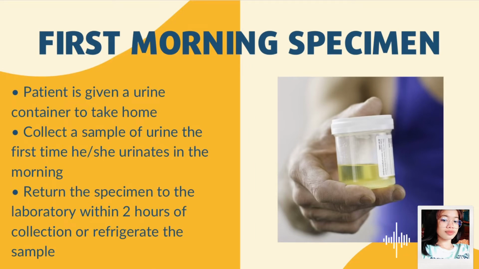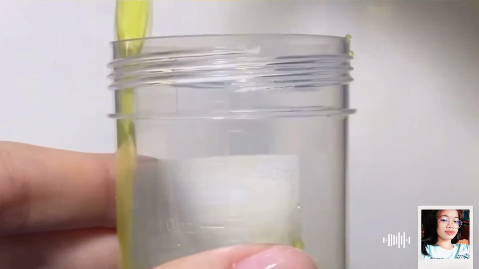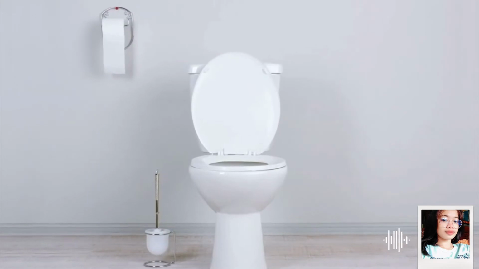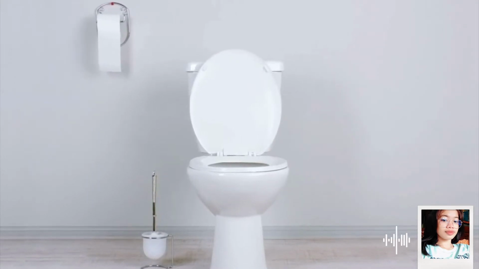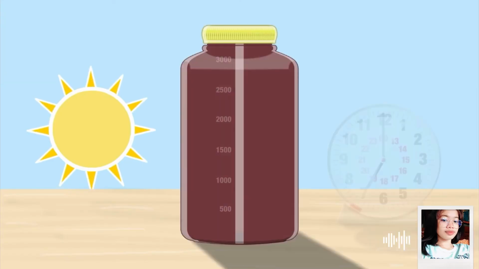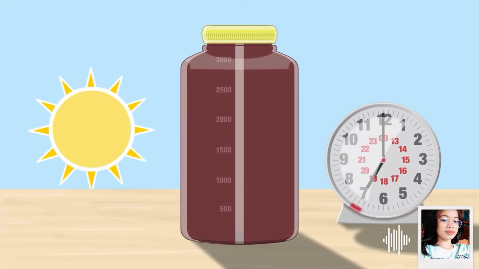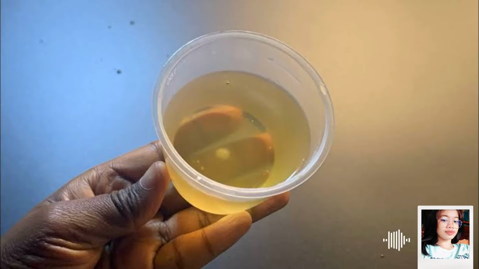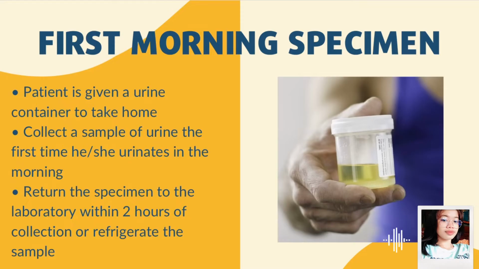Second, the patient is going to collect a sample of urine the first time he or she urinates in the morning. It is preferred that you collect a specimen first thing in the morning because the first morning urination is more concentrated and likely to yield the best results.